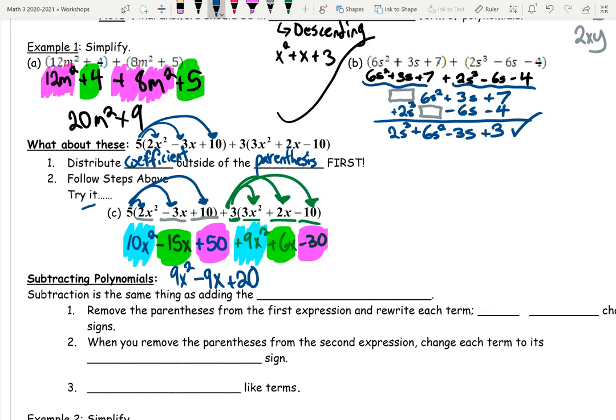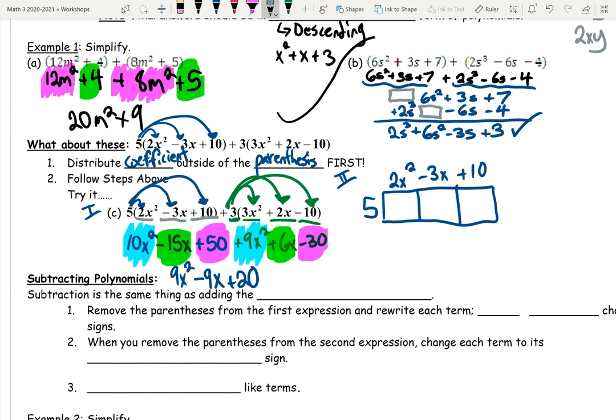This is one method. The other method, which I suggest, because typically you might be able to distribute, but what if this problem was a little more complicated? I would ask how many terms are on the outside? 5. And I'm going to draw this rectangle and write all of the terms inside of my number on the outside. Each of these terms, 1, 2, 3, will be multiplied by 5.